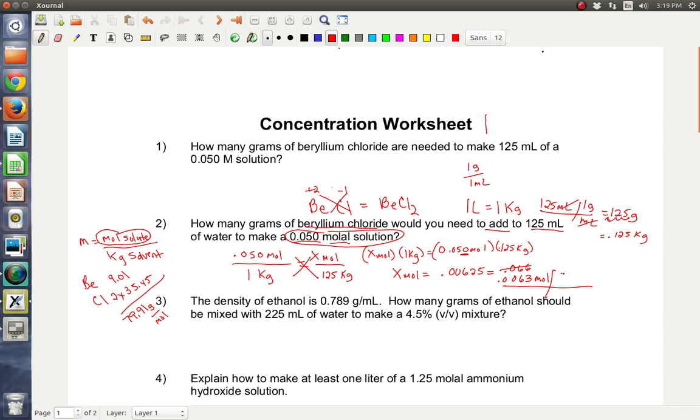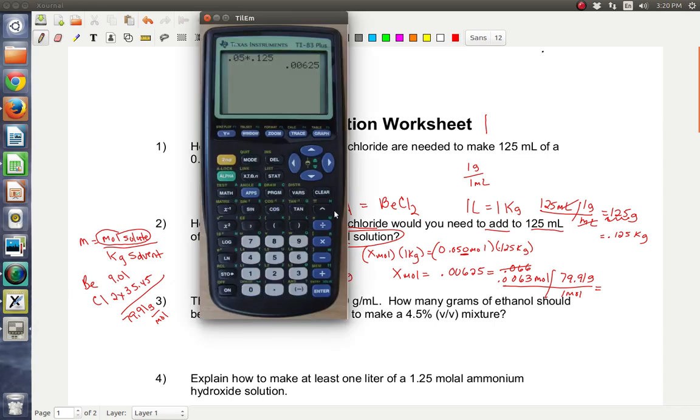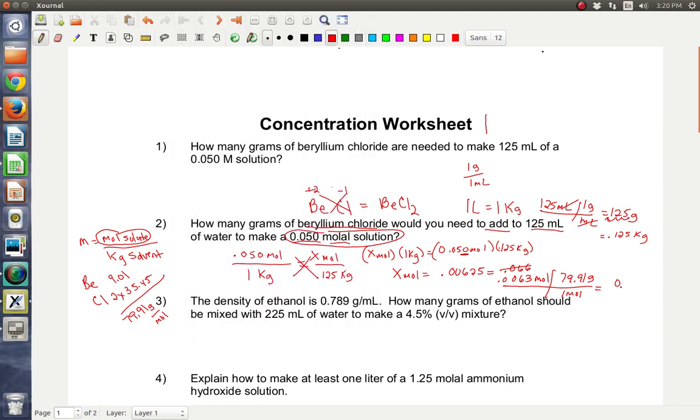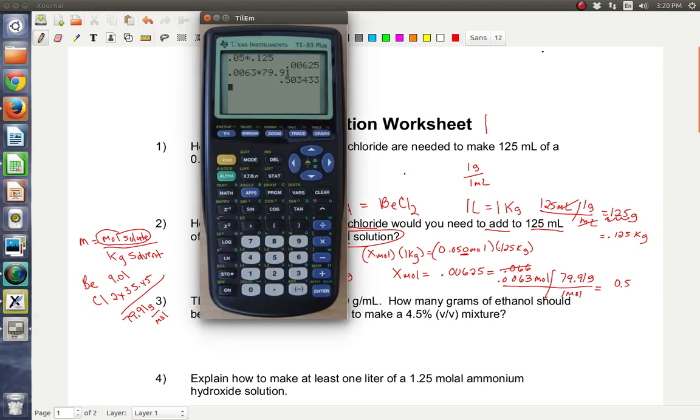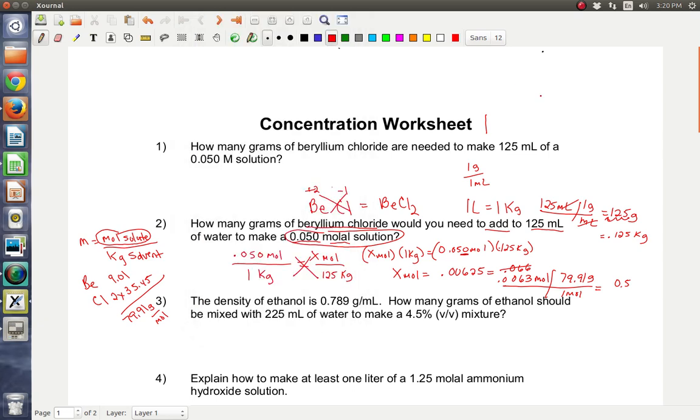So 79.91 grams per mole and this will tell me how many grams of beryllium chloride I need to add to create this particular solution. So 0.0063 times 79.91, and I get 0.5, I think that was 0.50, yeah, 0.50, because I need two significant digits. So 0.50 grams of beryllium chloride. So what does that mean?